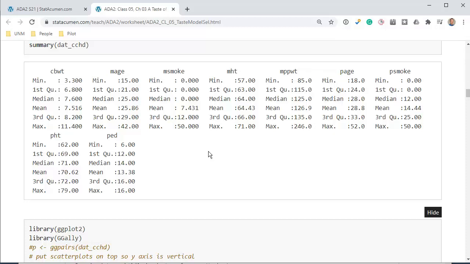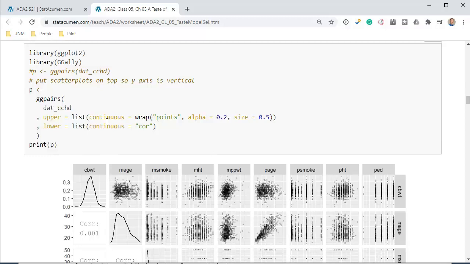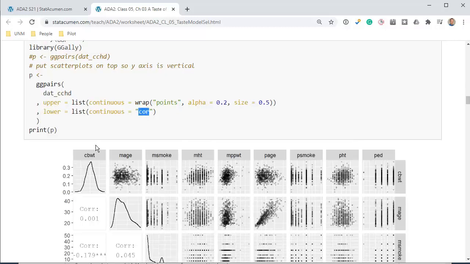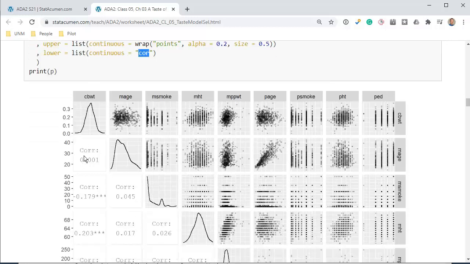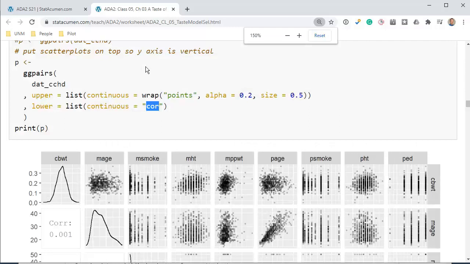All right, we're going to create the plot here, and we're making the upper diagonal be the points and the lower diagonal be the correlation values. And so the child's birth weight is the first row and column. If we look across this first row of the plot, we see that with respect to mother's age, it doesn't look like there's much relationship. In fact, all of these look a bit weak. It looks like maybe there's a slight positive for mother's height.